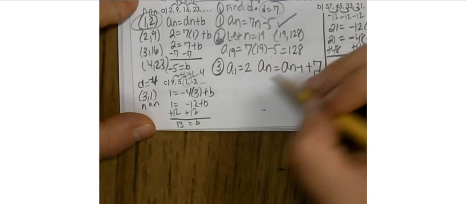So I'm going to write 1 is equal to -4 times 3 plus b. So I have 1 is equal to -12 plus b, adding 12 to both sides. I end up with b is equal to 13. So my formula, which is my first step, is a sub n is equal to my common difference, which is -4 times n plus 13.